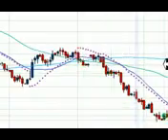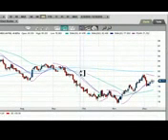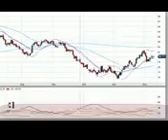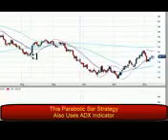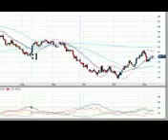Okay? Now, another thing that I want to show you is that you could come down here and add your ADX indicator. Now, here the parabolic SAR, okay, gave you a buy, right?